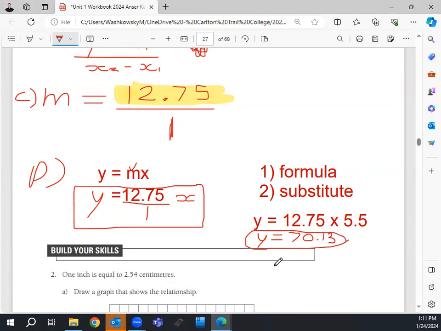So now we know how to make equations and we know how to use equations. That's the primary goal that we have today. I'll give you a second just to get that all down.